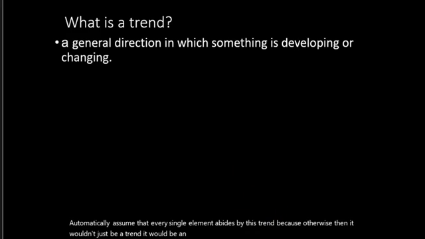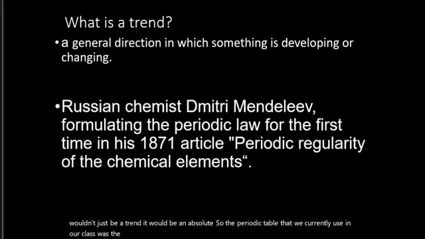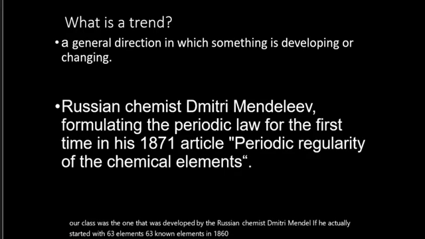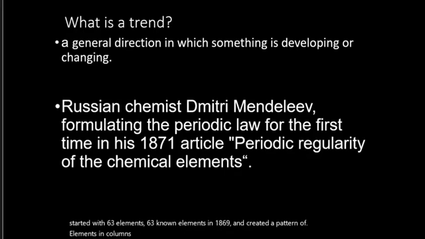So the periodic table that we currently use in our class was the one that was developed by the Russian chemist Dmitry Mendeleev. He actually started with 63 known elements in 1869, and created a pattern of elements in columns and in rows. The up and down columns he called groups, and the rows across the periodic table he called periods.